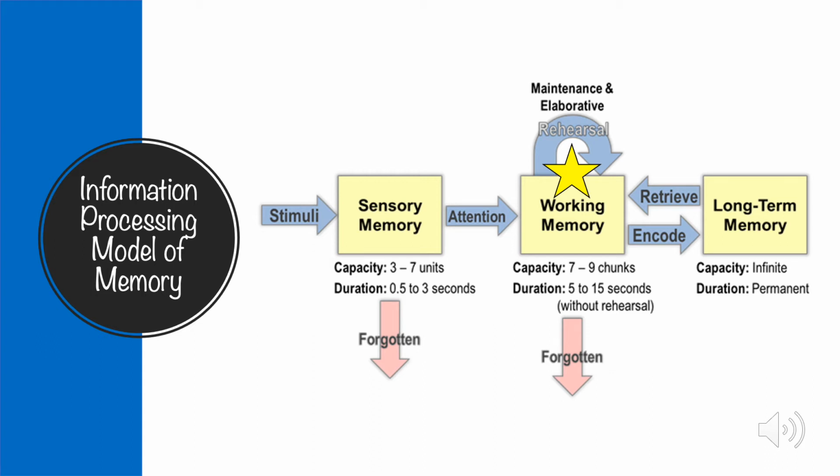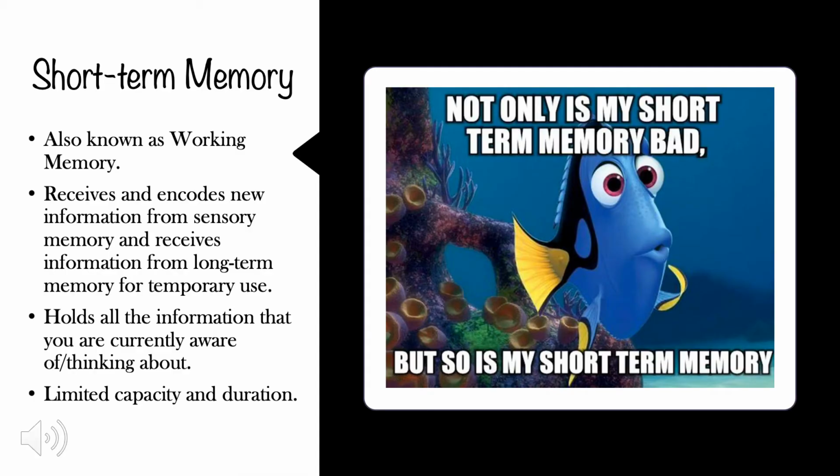Alright, so we're going to have a look today at the next step in the information processing model of memory, which is working memory, which is also known as short-term memory. So, short-term memory receives and encodes new information from the sensory memory, and it also receives information from the long-term memory for temporary use. So, the short-term memory has all of the information that you're currently aware of and thinking about, and it has a limited capacity and duration.